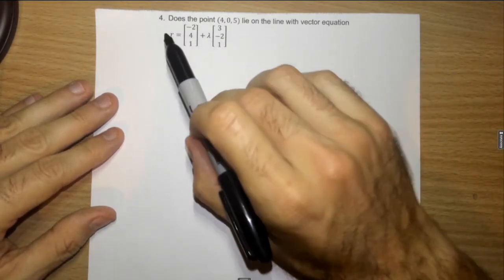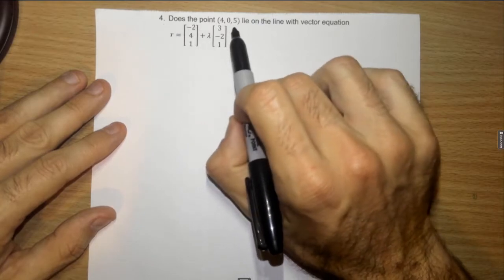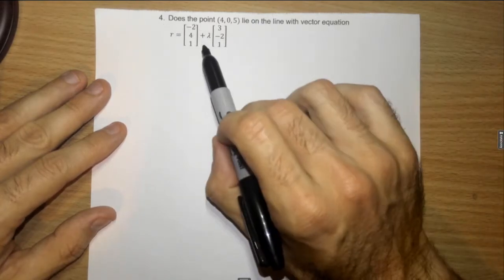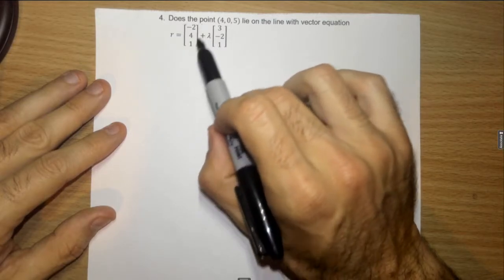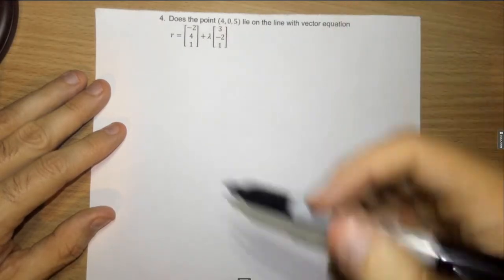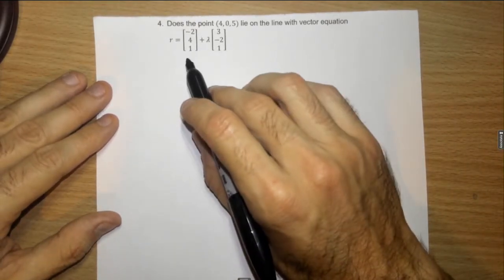Now the fourth example is fairly similar to the third example. We're asking, does the point (4, 0, 5) lie on the line with this vector equation? The only difference is that we're dealing with 3 coordinates, whereas the previous example only had 2 coordinates. So again, we'll set it up the same way.